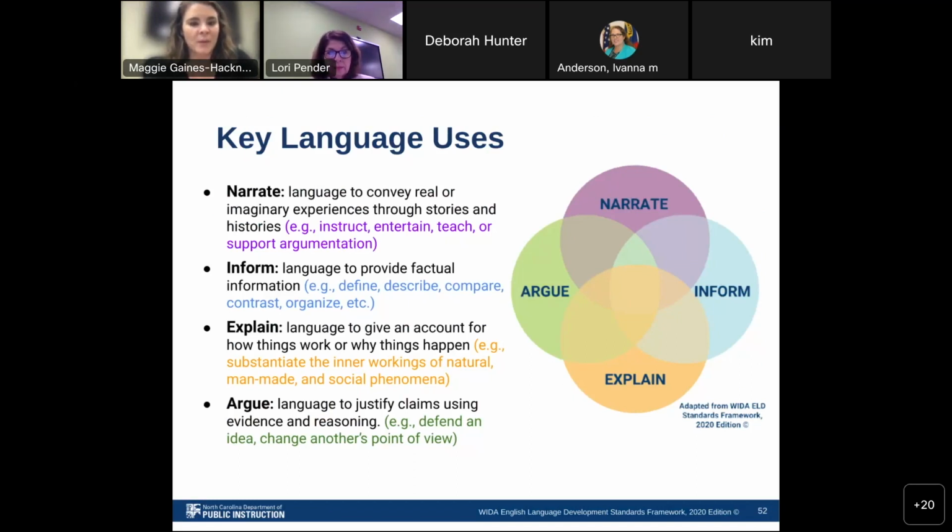So you will see that we have narrate, inform, explain, and argue. And then we use those to adapt our standards, what it is that we're trying to teach, the objectives within the classroom. So you will see in the different colors different examples or ways that you can use those. And that's fine.